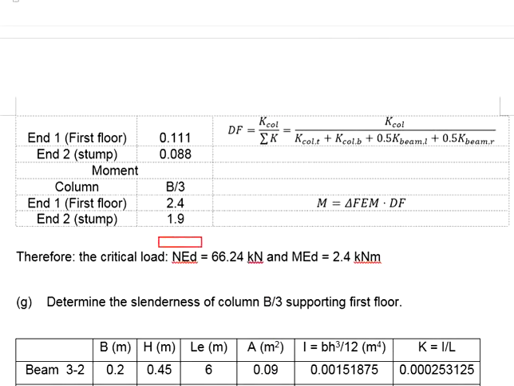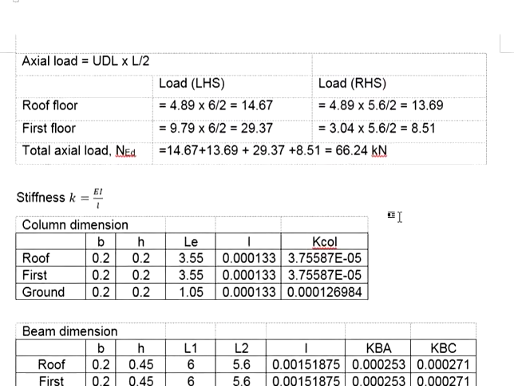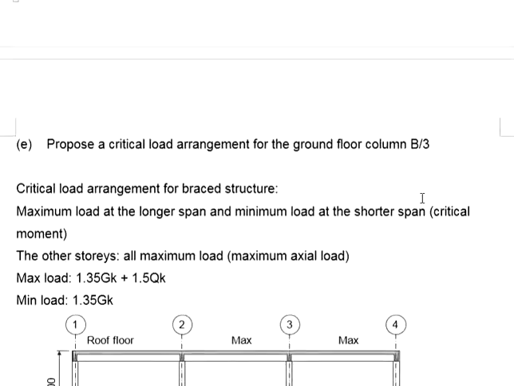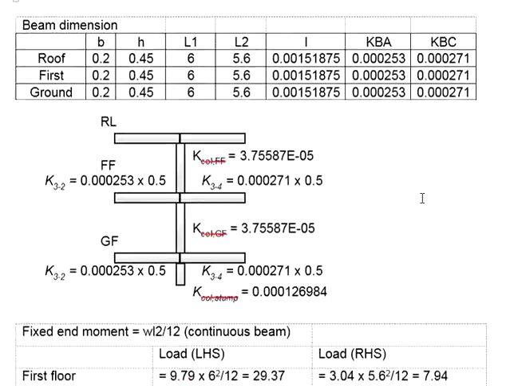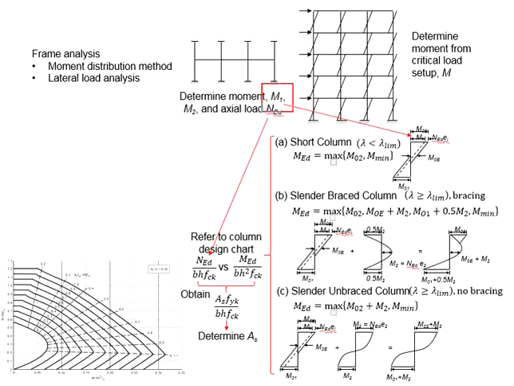Let's say we use the critical loads as the design parameters. We have the axial load of 66.24 kN and the design moment of 2.4 kNm. If you wish to know more about how those values are obtained, you may refer to our previous videos. Now that we have the axial load and the moment, the axial load you may use directly to compute the design reinforcement areas.